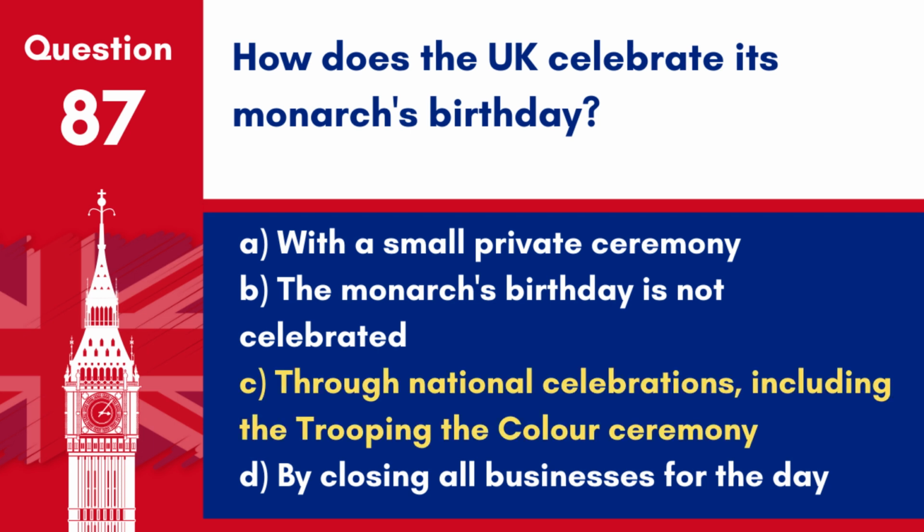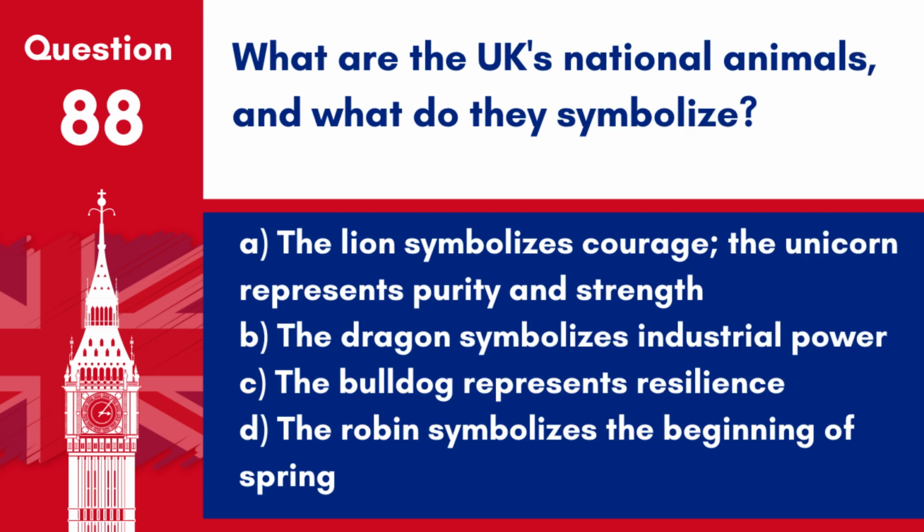Answer: C. Through national celebrations, including the Trooping the Colour ceremony. This annual event is a significant public celebration marking the official birthday of the British sovereign. Question 88. What are the UK's national animals and what do they symbolize?